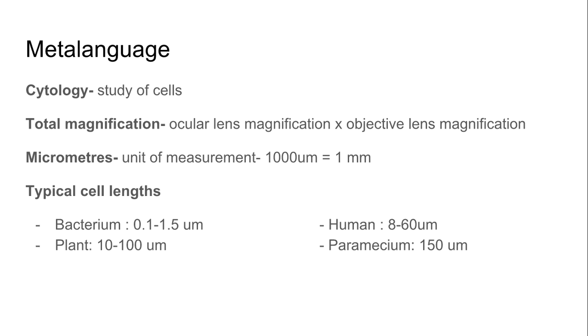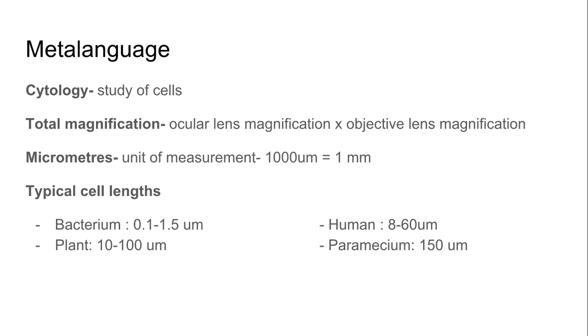When we talk about total magnification, we're talking about the combined magnification of both the ocular lens and the objective lens, and we work that out by multiplying both numbers together. When we refer to micrometers, we're talking about a specific unit of measurement, where 1 millimeter is equal to 1,000 micrometers.